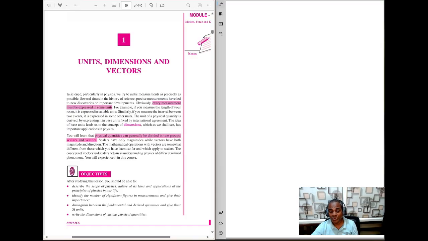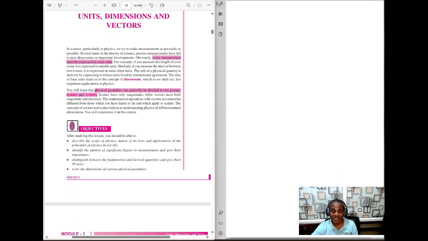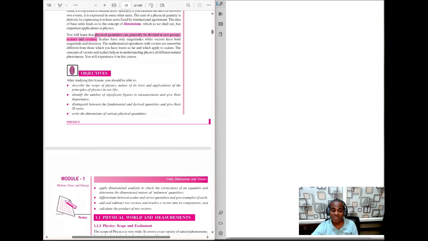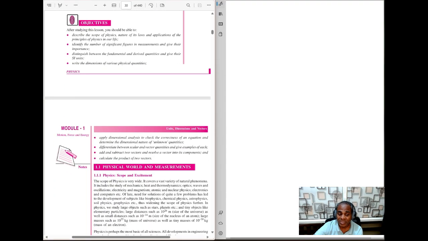We need to be able to identify the number of significant figures in measurements and give their importance. Plus, we need to understand and distinguish between fundamental and derived quantities and give their units. We need to be able to write the dimensions of various physical quantities, apply dimensional analysis to check the correctness of an equation, and determine the dimensional nature of unknown quantities. We need to differentiate between scalar and vector quantities, including giving examples of each type.